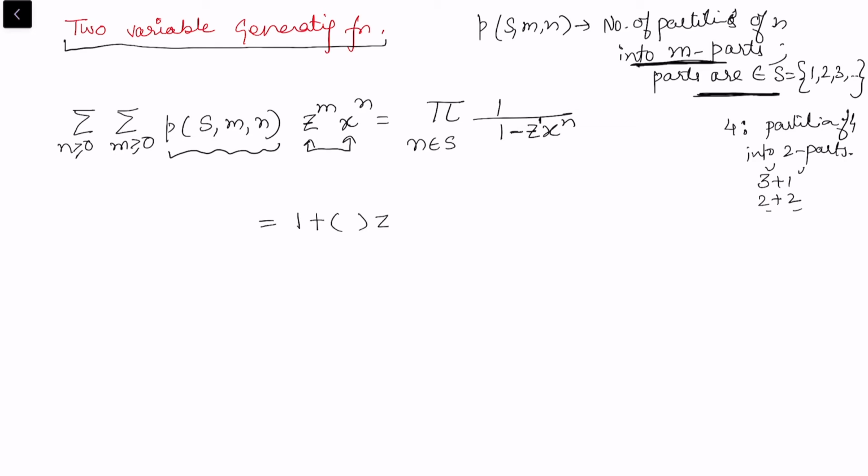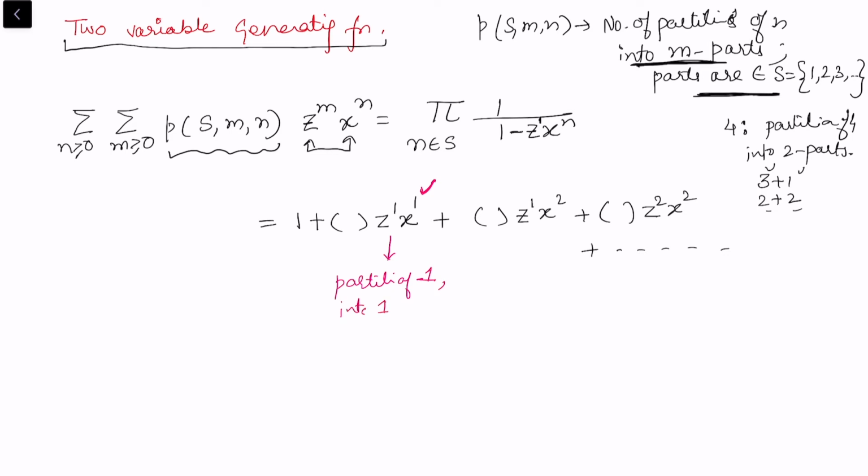Then there will be something z1 x raised to power 1. Then there will be something z1 x square. Then there will be something z2 x square plus so on. So some expansion like this is coming up. Now how will we read? Because of the x power, we will say that this is a partition of 1 into one part. So z's power is going to tell me how many parts, and x power is going to tell me the partitions for the corresponding integer.